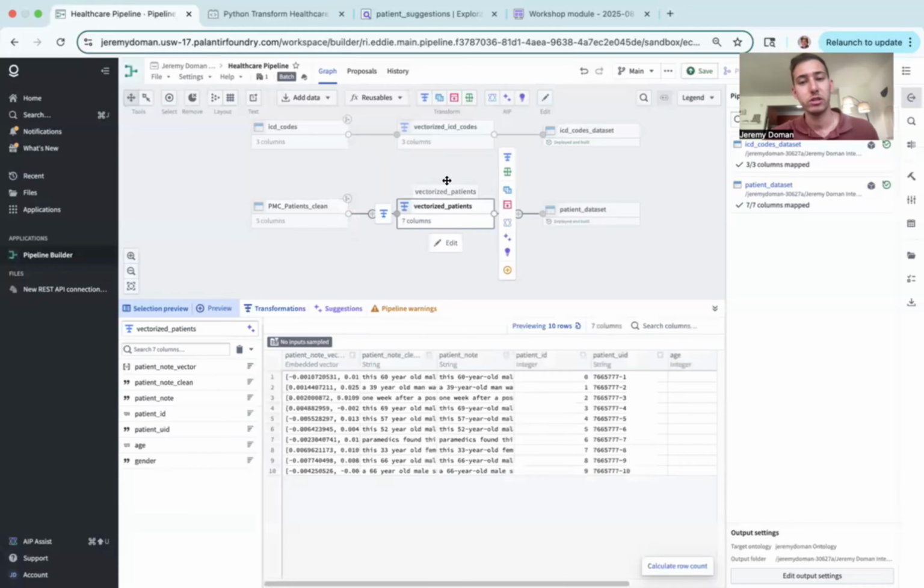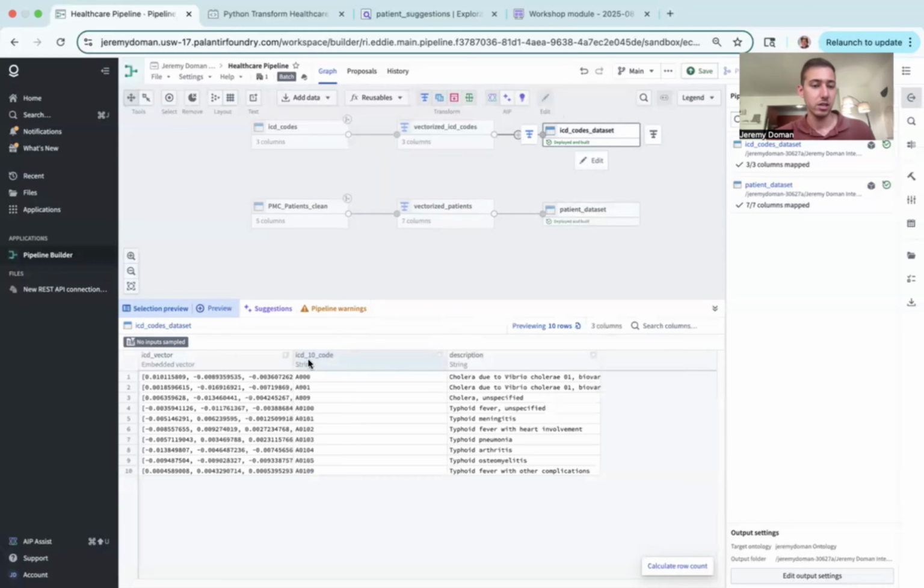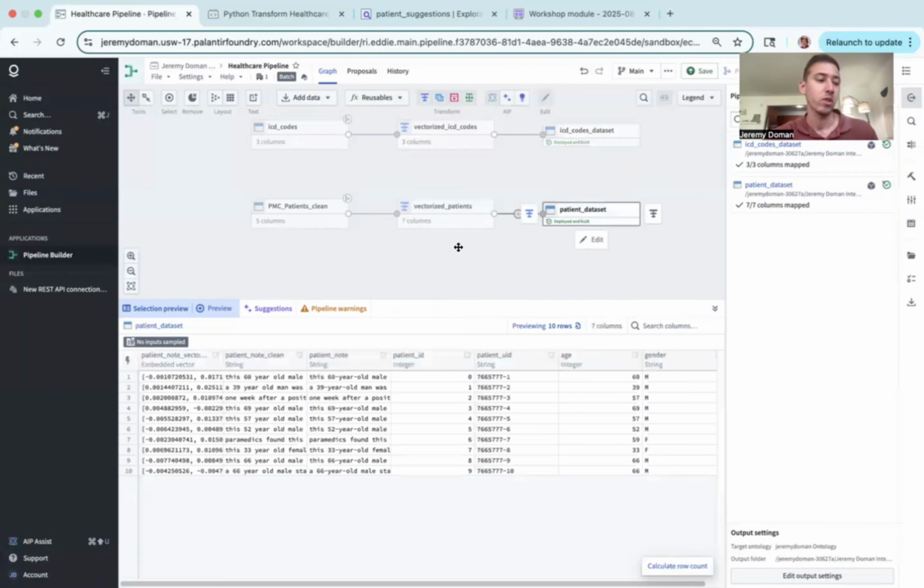So after doing these transformations, I deployed them into two different data sets. You can see that here we have the vector embedding that represents in numerical formats, or rather a vector format, what each different disease could be. We did the same thing for patient notes here.